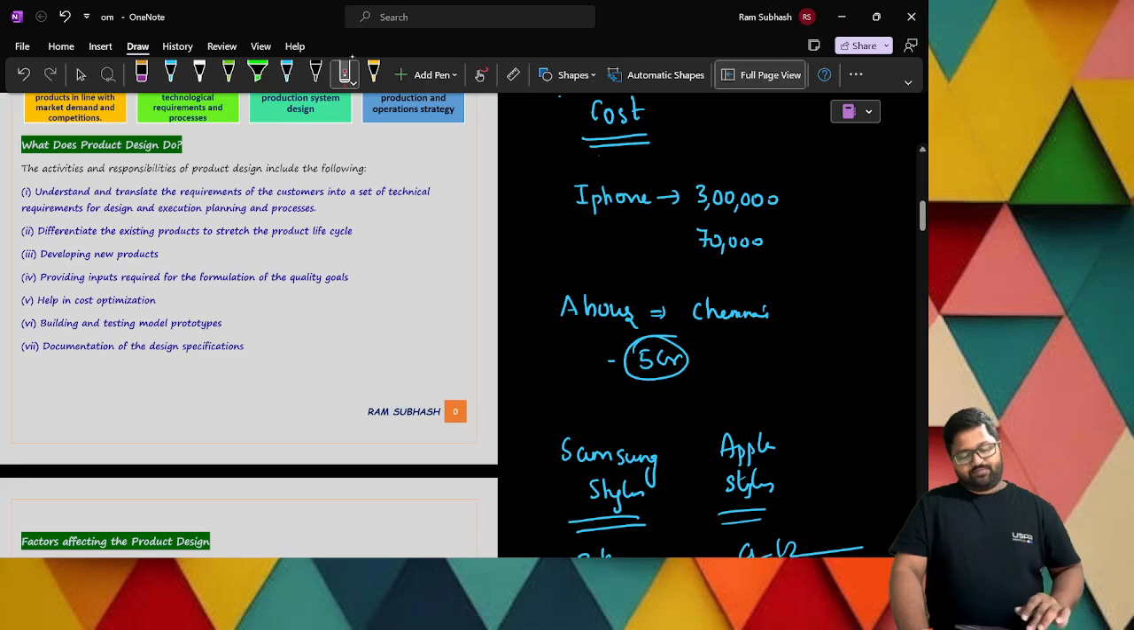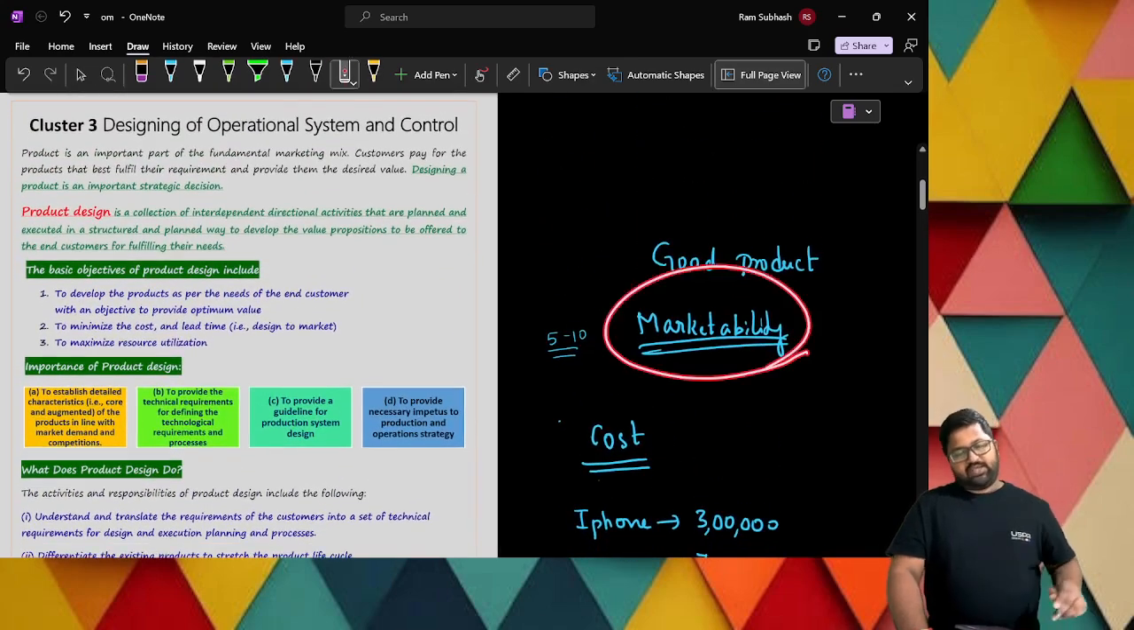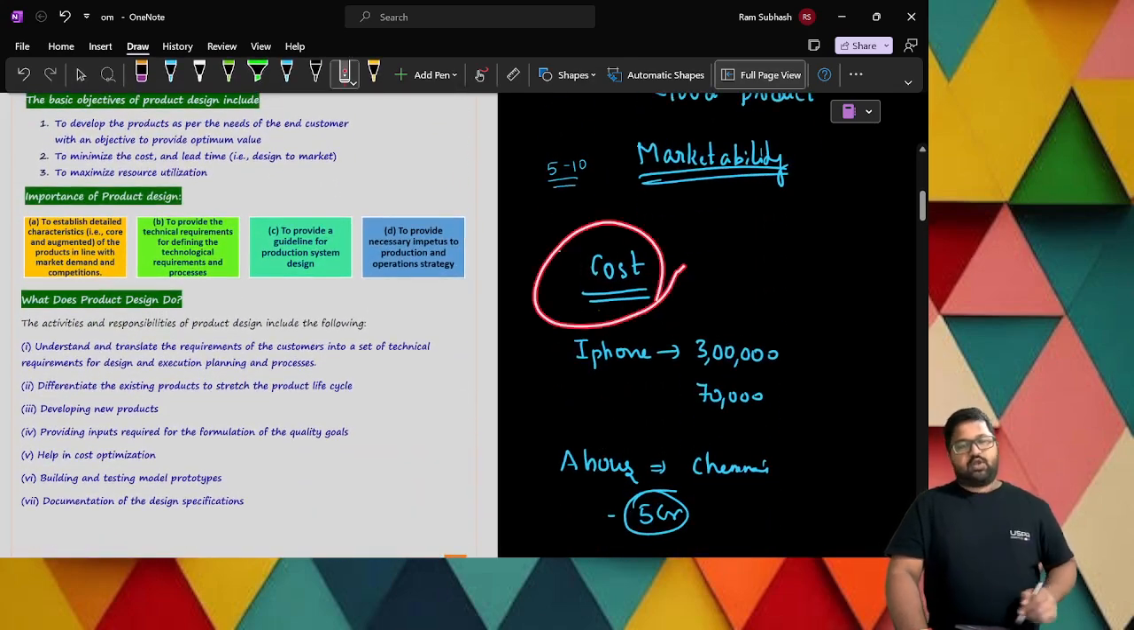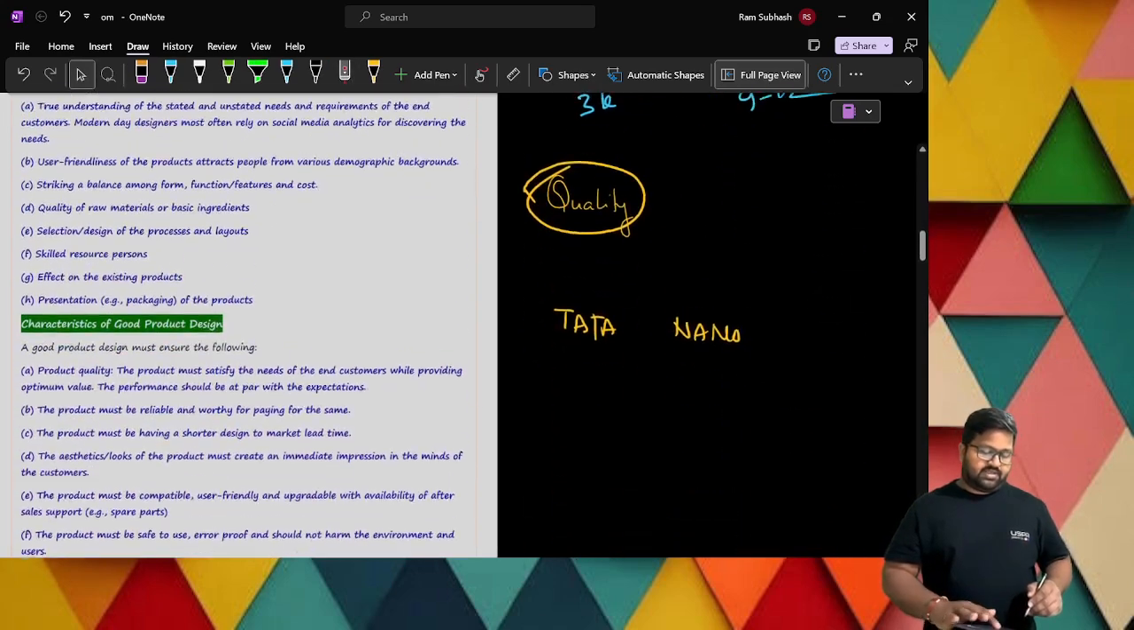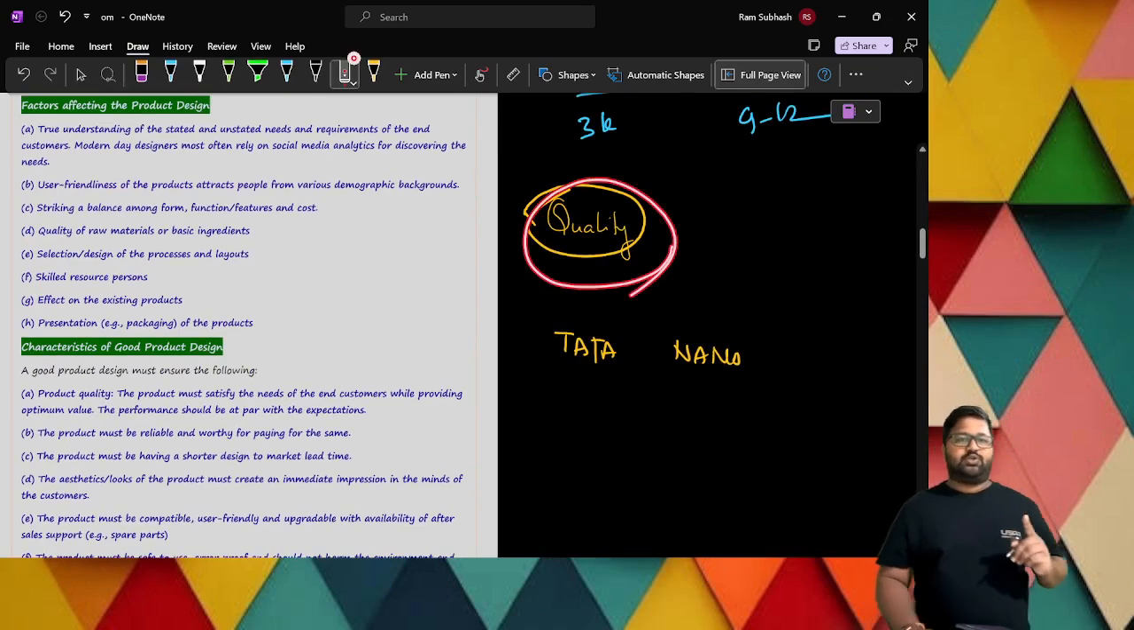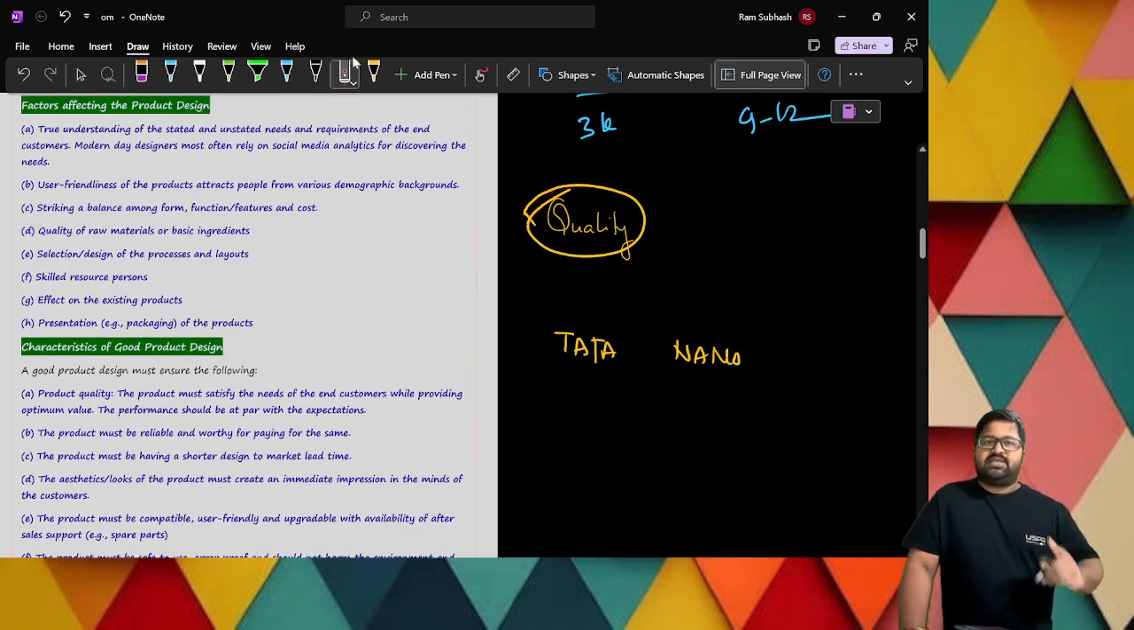What is the first feature? Marketability. What is the second feature? Cost. Cost should be more or less in a way that the customer is willing to buy it. And the third thing is quality. Quality should be in such a way that it is safe for the customer.